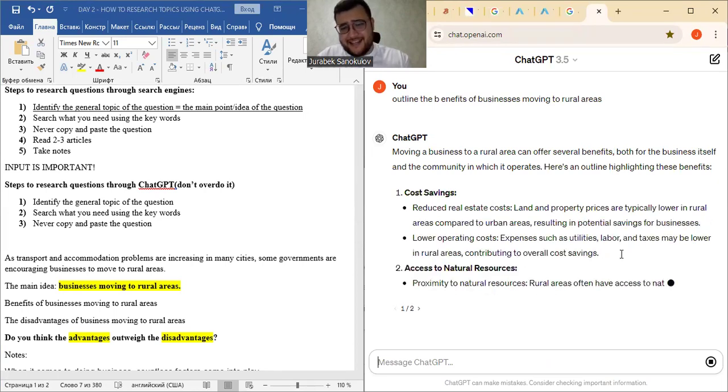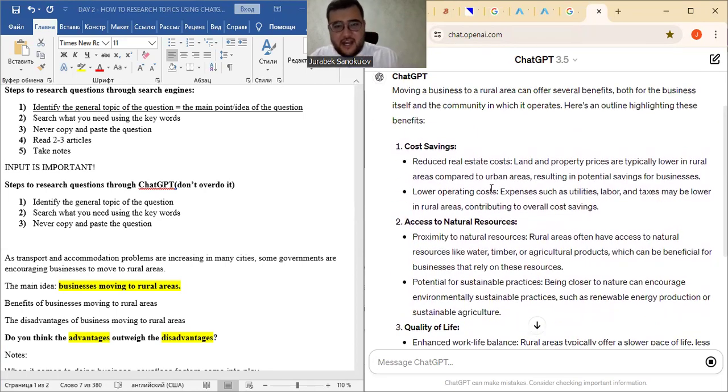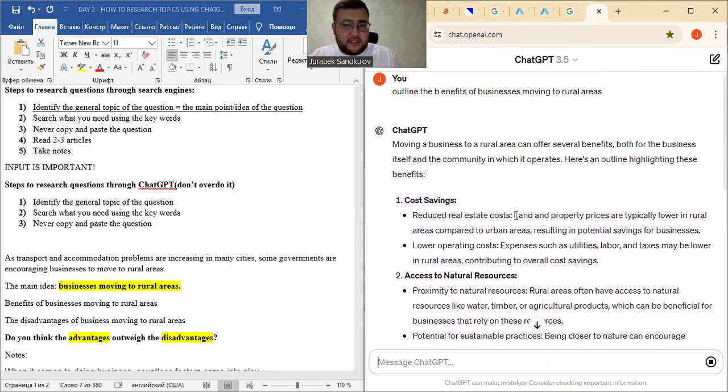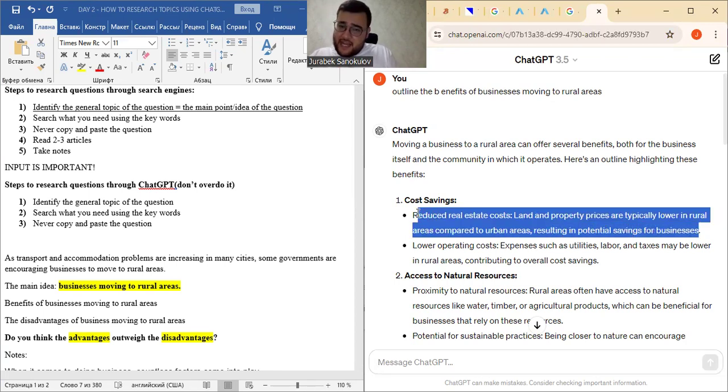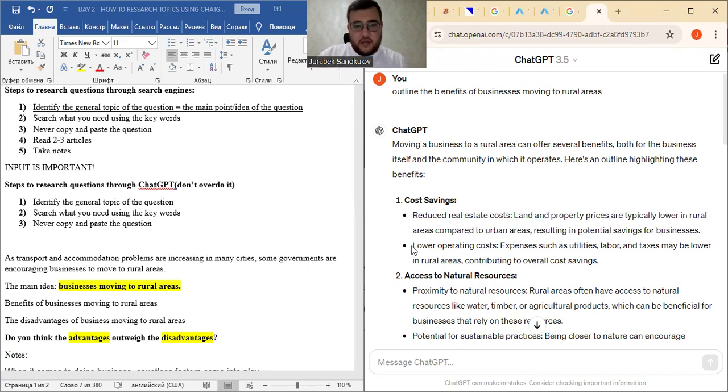So again, it's presenting the same things. Yeah. Reduced real estate costs. Land and property prices are typically lower in rural areas compared to urban areas, resulting in potential savings for businesses. Again, ChatGPT uses very nice language. Yeah, all you have to do is to learn from those things. So lower operating costs, expenses such as utilities, labor, and taxes may be lower in rural areas, contributing to overall cost savings. Again, very, very nice language.